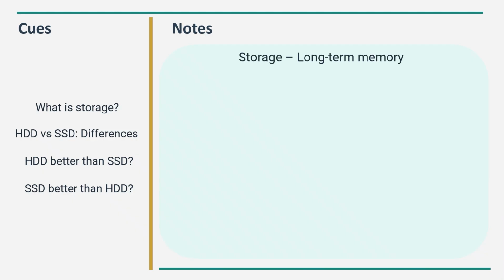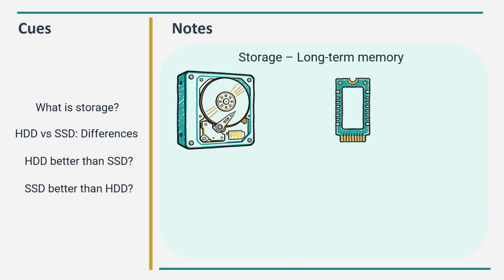Storage is the computer's long-term memory. Files, photos, videos, and applications stay here even when the power is off. When you open a file, the computer fetches it from the storage into RAM so the CPU can use it. When you save, it goes back to storage. We have two main types of storage devices. The first is the older HDD or hard disk drive, and the newer SSD or solid state drive.